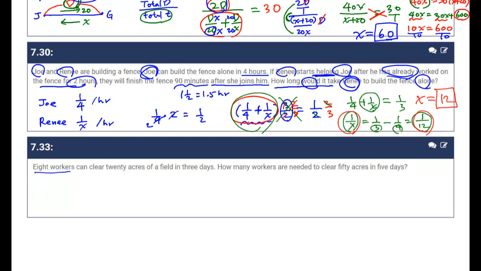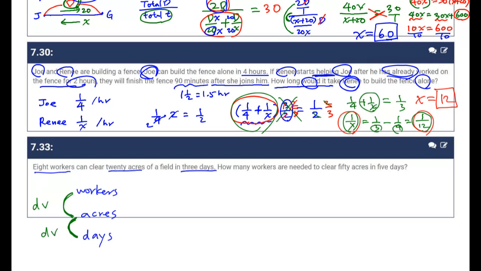8 workers can clear 20 acres of a field in 3 days. So we have number of workers, number of acres, and number of days, which is the time it takes, right? Let's think about the relationship. More workers can clear more acres, right? That's direct variation, isn't it? Now, if there are more days given to them, they can clear more acres too. That's also direct variation.